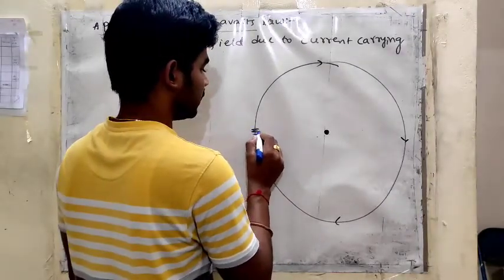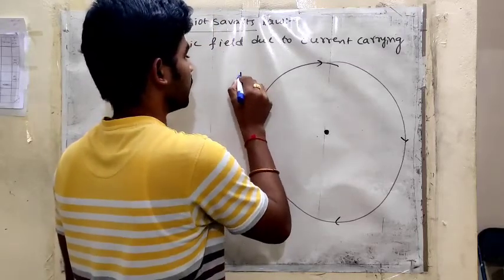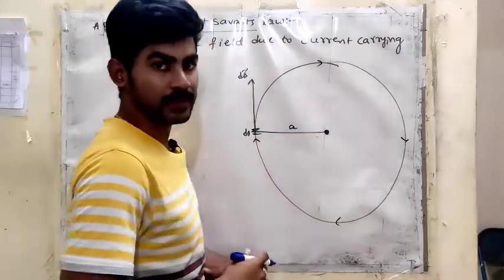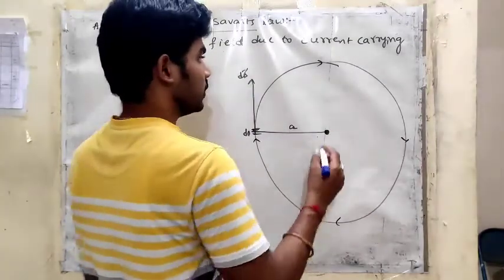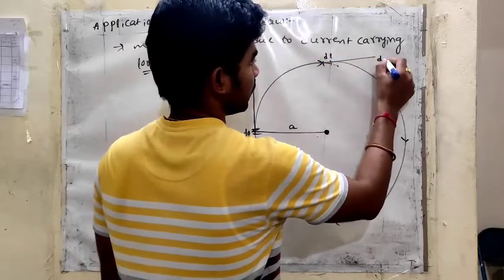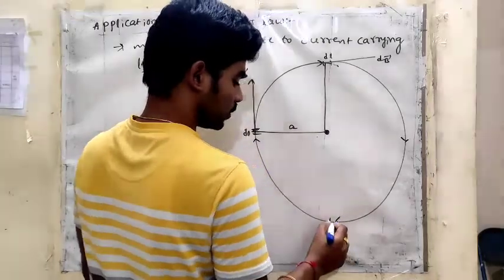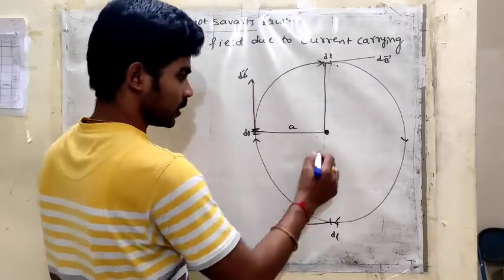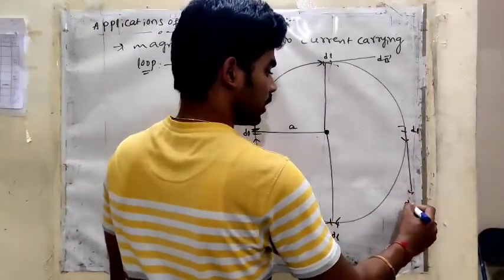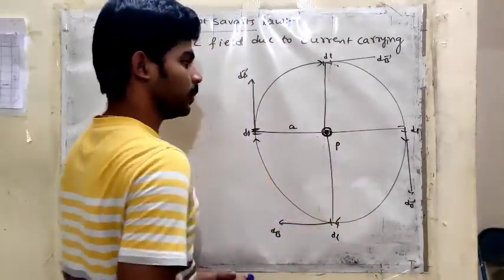Here I am taking one small elemental length dl. The magnetic field due to this elemental length is always in the perpendicular direction. This is the radius, which I am taking as a. Here also I am taking a very small elemental length, and the magnetic field is always perpendicular. Here also, and here also, the magnetic field is always perpendicular like this. Exactly here, at point P, I am calculating the magnetic field.